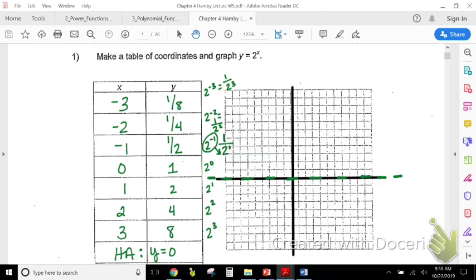Be nice to me. All right, so there's my horizontal asymptote at y equals 0, right? And then plot your points, and draw your graph.